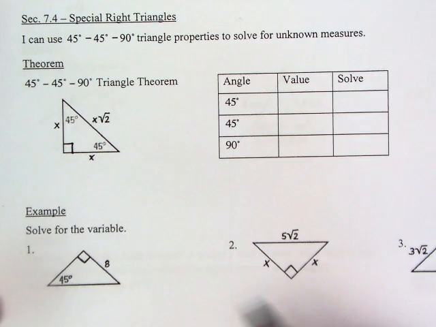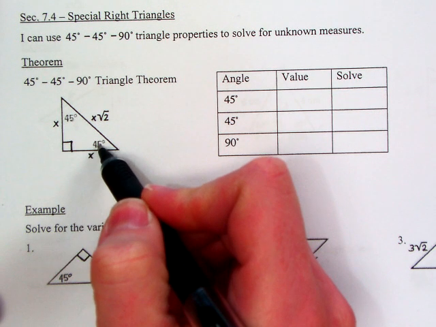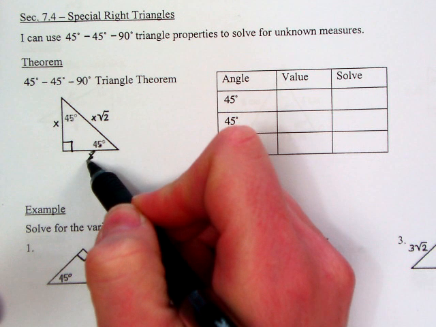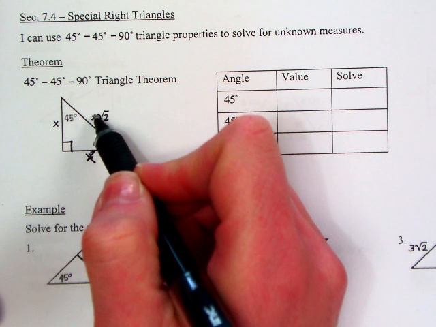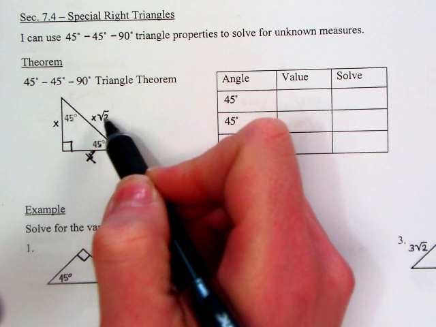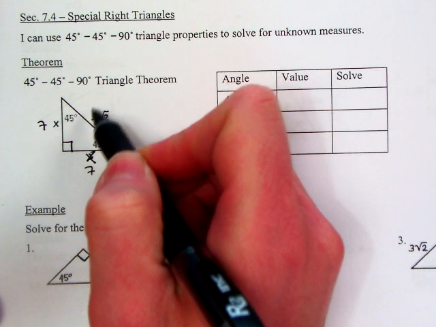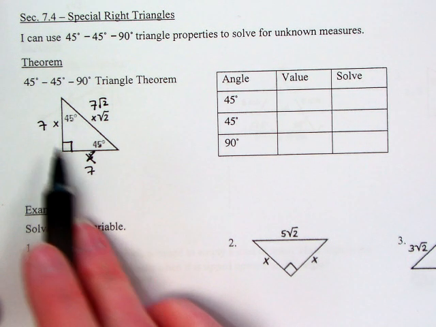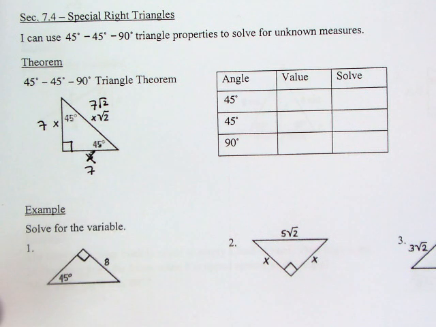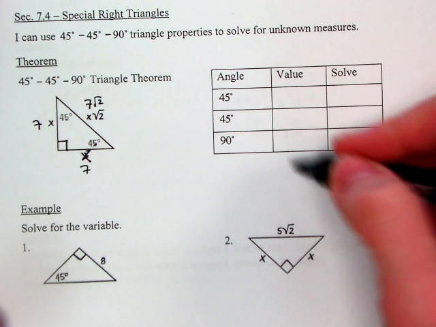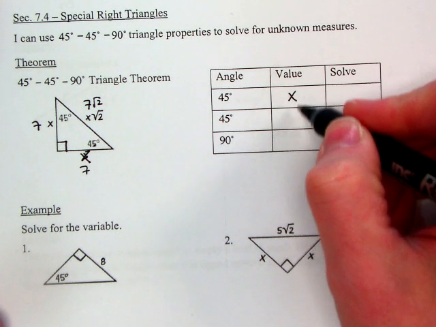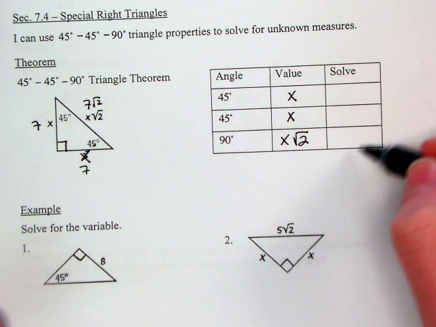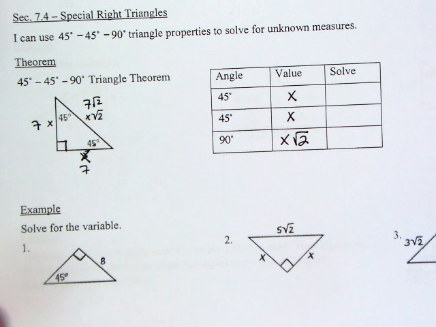What happens when you have that triangle is, since these angles are the same, these sides are the same, so they're both x. And then the hypotenuse becomes x with a square root of 2 on it. So if this is 7, then this is 7, and this is 7 square roots of 2. Whatever the length of the legs are, you just throw a square root of 2 on it, and you've got the hypotenuse. So what I have kids do is build a table. Each 45 is an x, and the 90 is an x square root of 2. When we get to a problem, we're going to solve for this column.